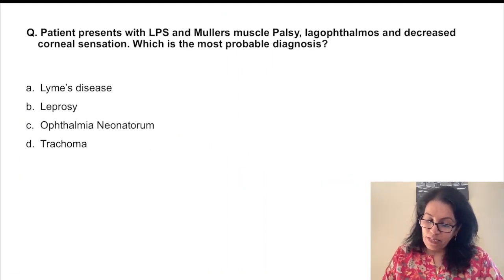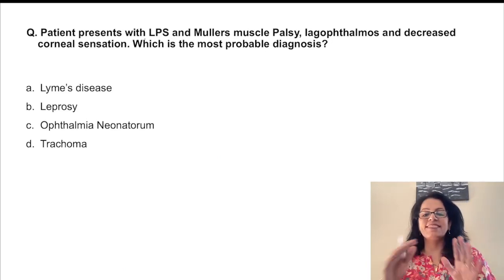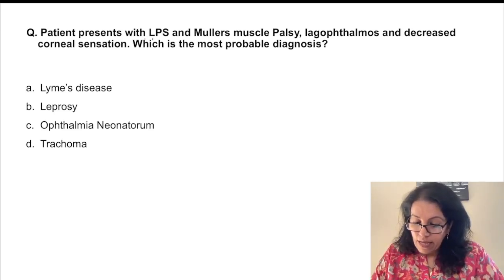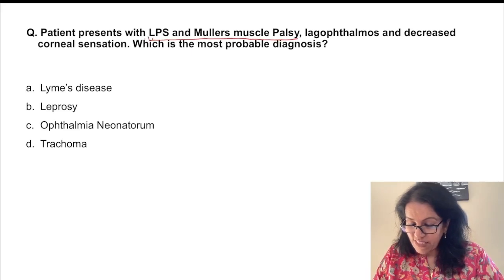Then we come to a patient presenting with LPS. This was another question which has come to me. I don't know whether its exact framing is correct or not. LPS and Muller's muscle. LPS gone and Muller's muscle gone.